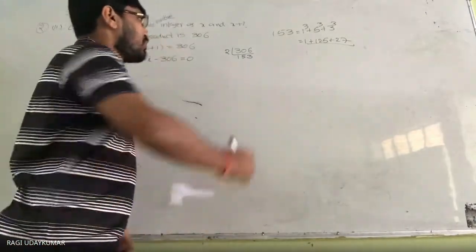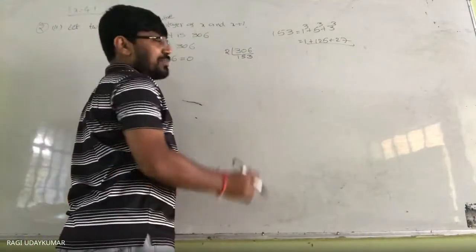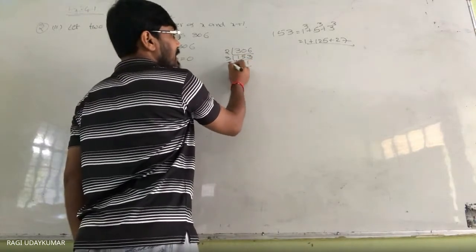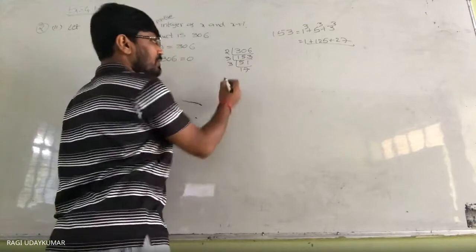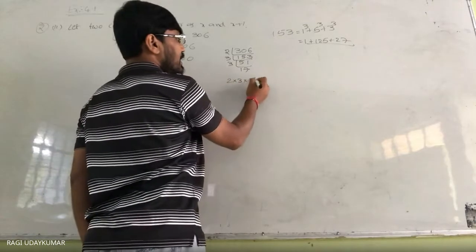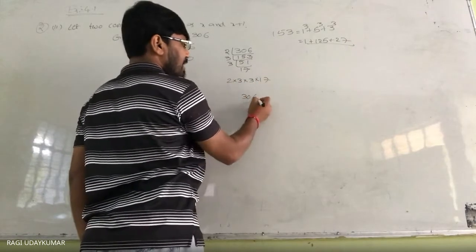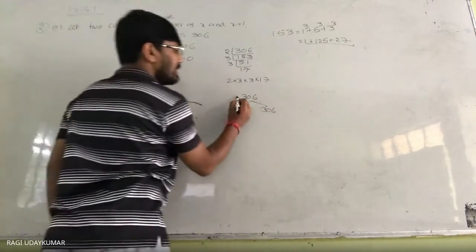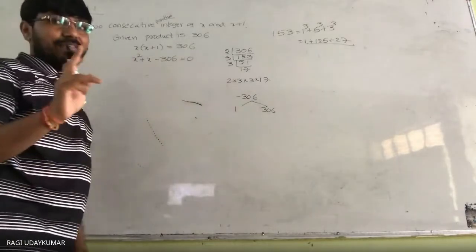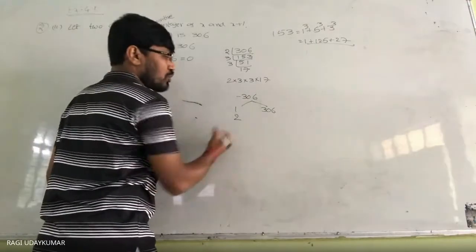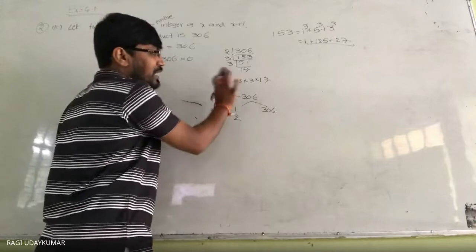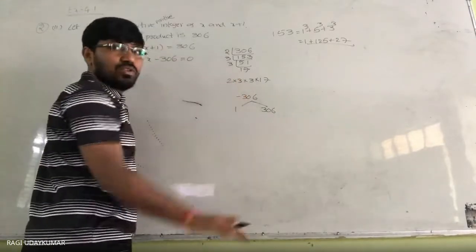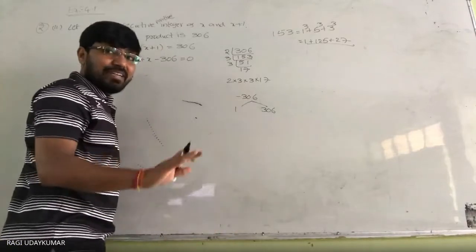Now, what to do here? 153 is divisible by 3. 3 fives are 15, 3 ones are 3, next 3 17s are 51. So we are getting 2 into 3 into 3 into 17 for 306. For the factorization, we need a pair of factors whose difference is 1. It is divisible by 2, but difference 1 means 2 is not possible, so no need to take the 2. It is divisible by 3 also, but that also does not give a difference of 1.